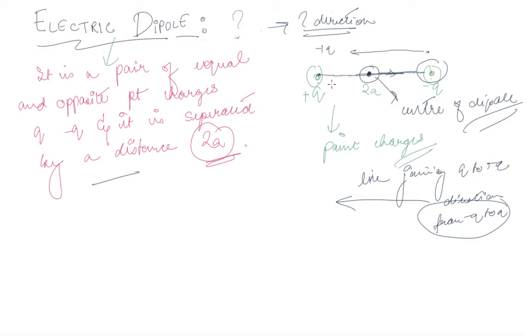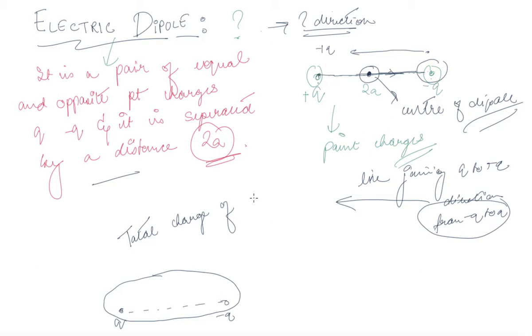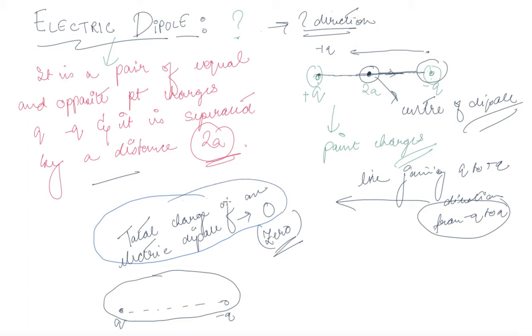Now there is an interesting fact that you can consider. Suppose this is a dipole, this is q and this is minus q. If we consider the total charge of an electric dipole, this will be 0. Now, if the total charge of an electric dipole is 0, it does not necessarily mean that the electric field will also be 0.